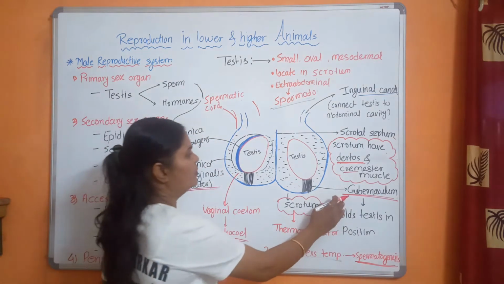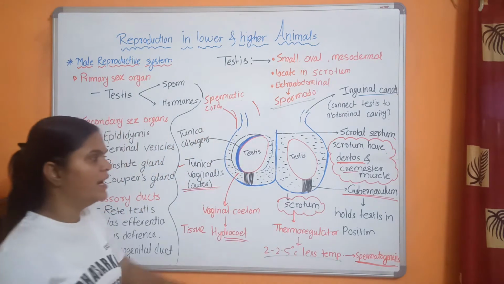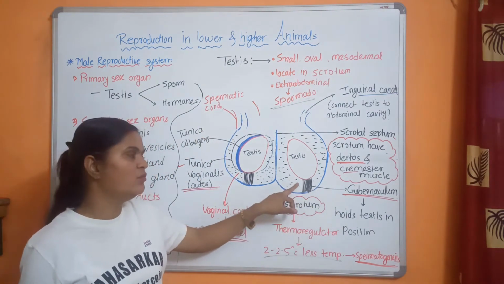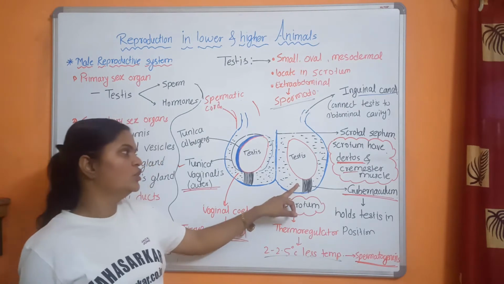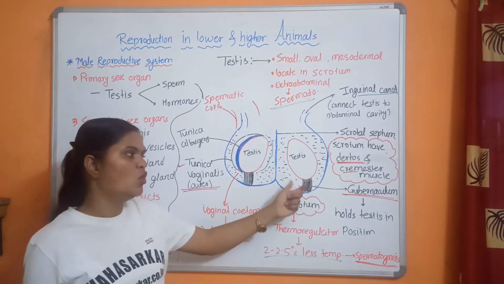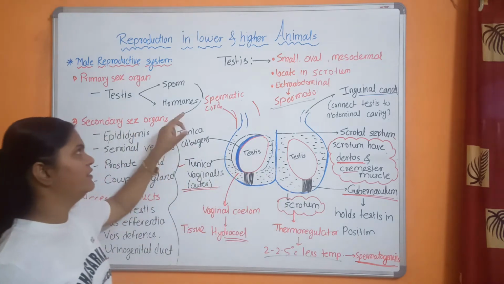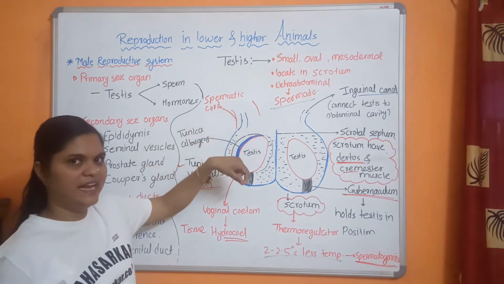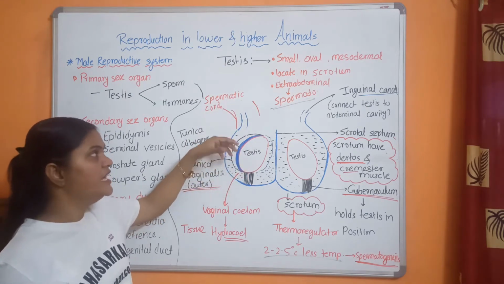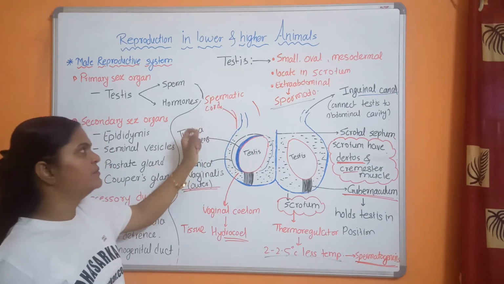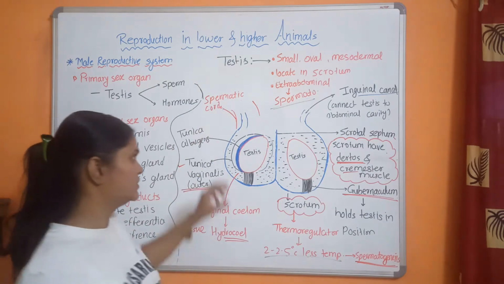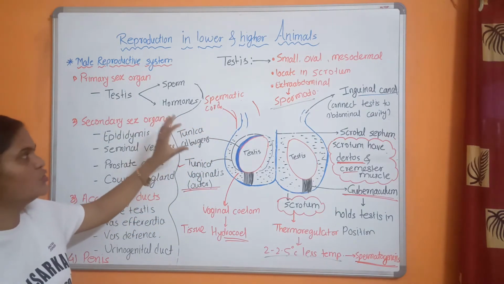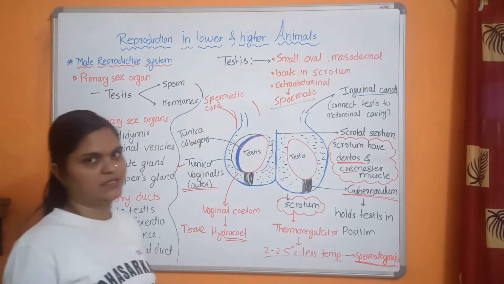And what about the gubernaculum and spermatic cord? They hold the testes in position. The gubernaculum is a fibromuscular cord through which the testes are held in position. And the spermatic cord is a long cord through which arteries enter and veins leave the testes, and even the vas deferens also leaves from the testes.